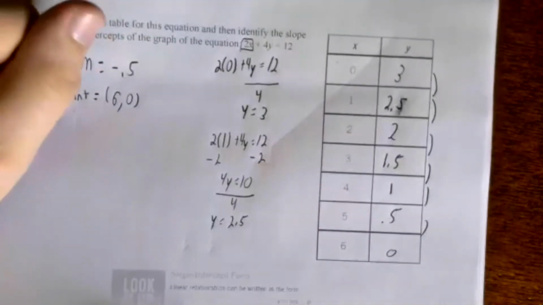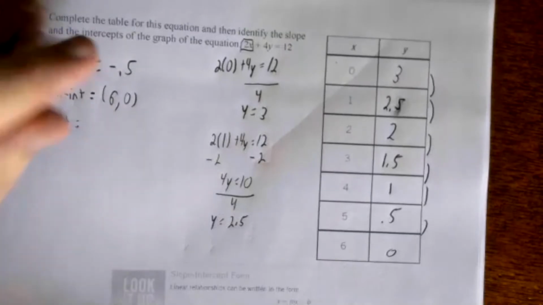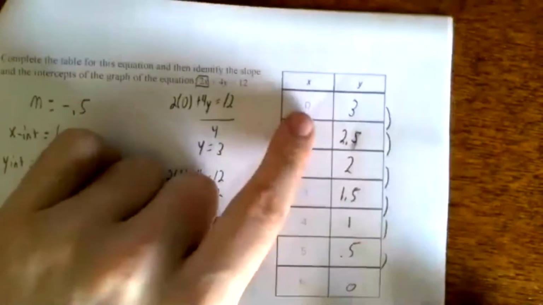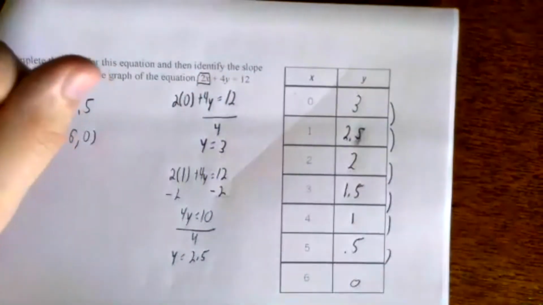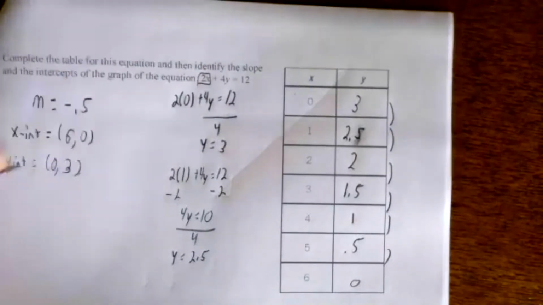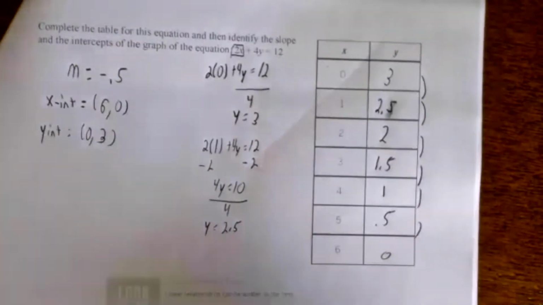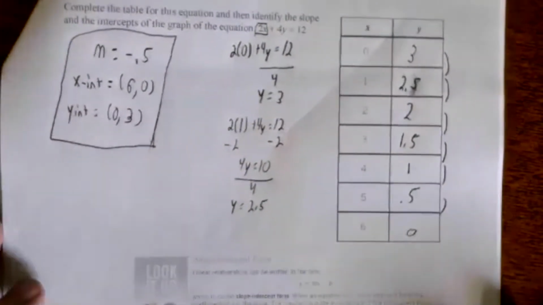And similarly, my y-intercept is where I have an x value of 0, which is the very first one. So it's (0, 3). Okay? So those are the three important things of this equation: my intercepts and my slope.